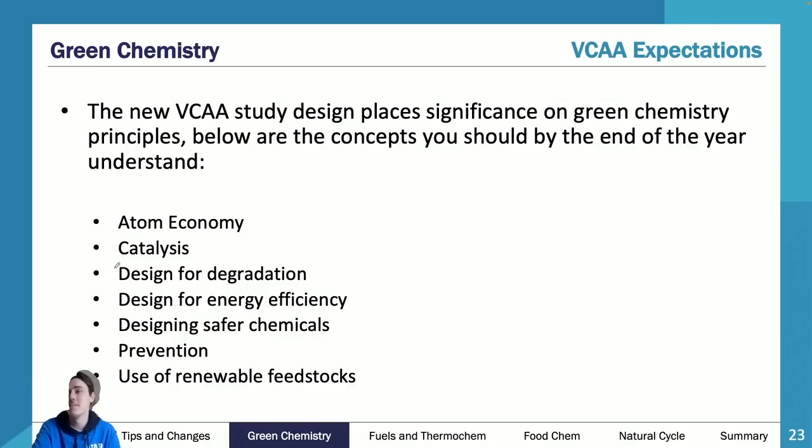Now there are, I believe, 7 concepts you need to know. The 7 concepts are atom economy, catalysts or catalyzing, design for degradation, design for energy efficiency, design for safer chemicals, prevention, use of renewable feedstock. So these are 7 essentially definitions and concepts that you need to know to answer green chemistry based questions.